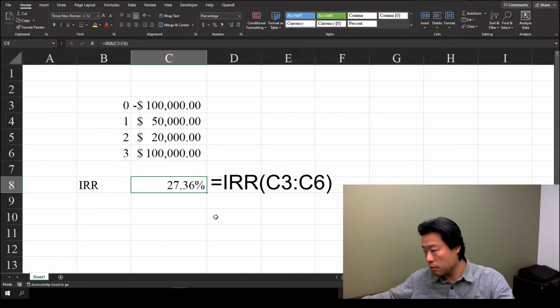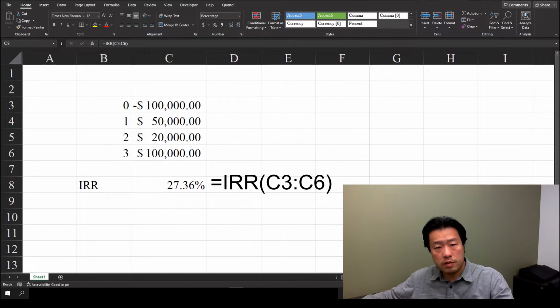Compare that with the 20% in our question, the required rate of return. 27% is higher than the required rate of return, so we need to accept the project. The project would most likely generate a positive NPV because the cash flow is normal.